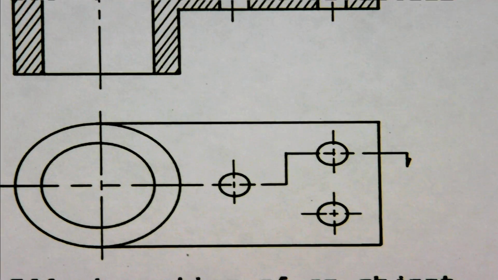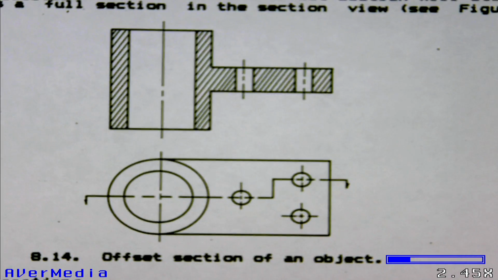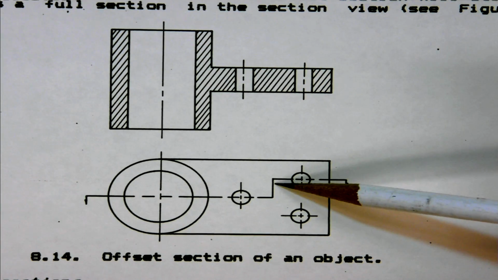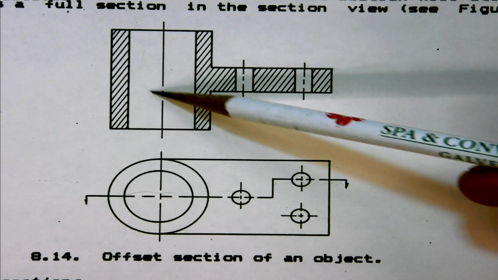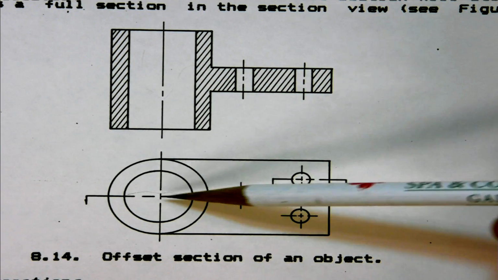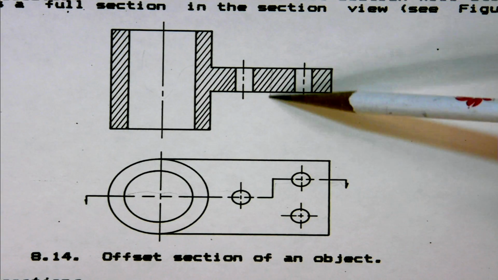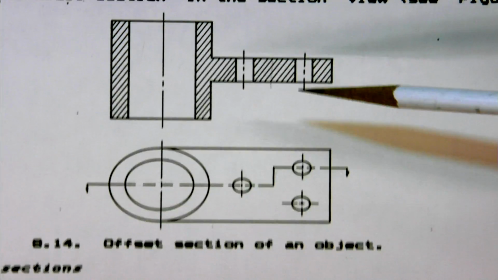Offset sections are basically offset to catch different features of the object. Notice in this case here you still have a full section, but it goes from here, offsets to catch this hole and this area in here, and here's the resulting geometry here. So you're trying to basically move the cutting plane through here to catch features. Notice where this cutting plane turns, there is not a recognition of that in this particular view.